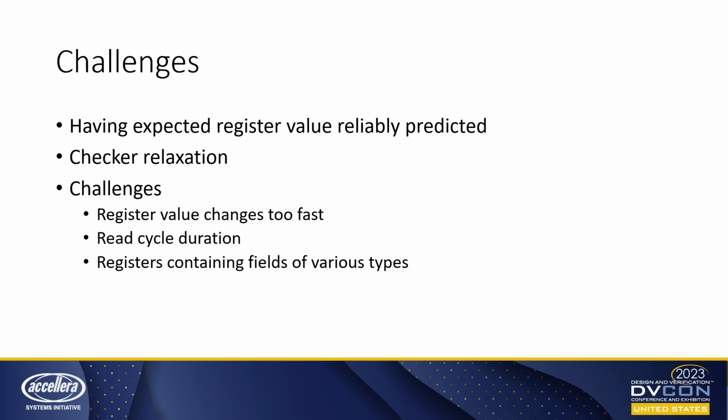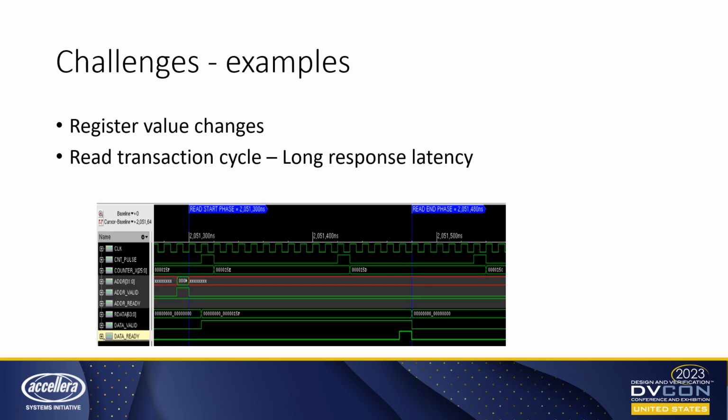Also, register fields could have different access types, width, and change events, and such fields should be checked independently of each other. For register fields which are 1 bit wide, there is no room for any flexibility in checking, since such a field can have only one of two correct values. In the example here, we can see how register value changes in relation to read register cycle.